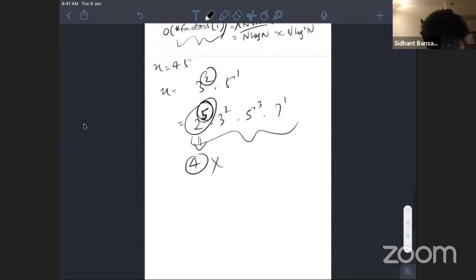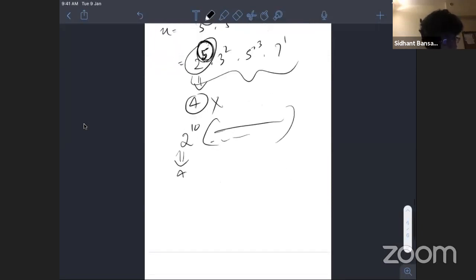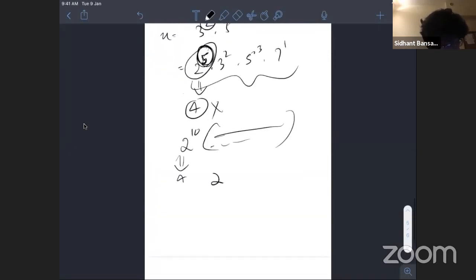If this exponent is anything greater than 2, let's say it's 2 to the 10 times something, then also it has 4 as a factor, right? And if it's 2 to the 1, then it doesn't have 4 as a factor. Then you move on to the next guy, 3. If it's again a 1, then it's okay. But if it's a 2, then you see that 9 is a factor. So it needs to be 1 again, and so on.